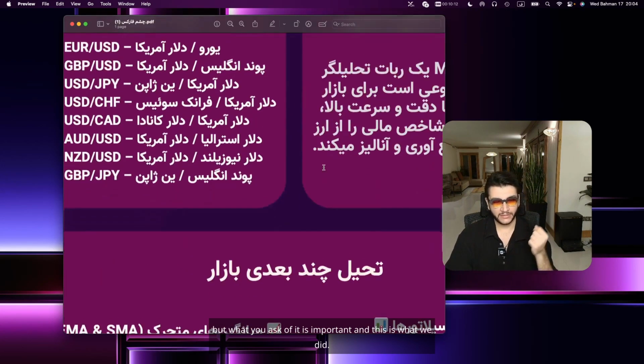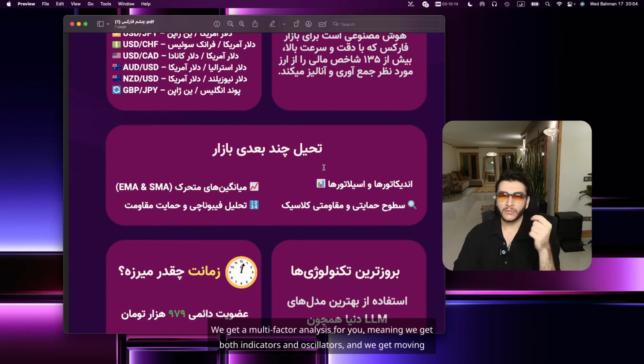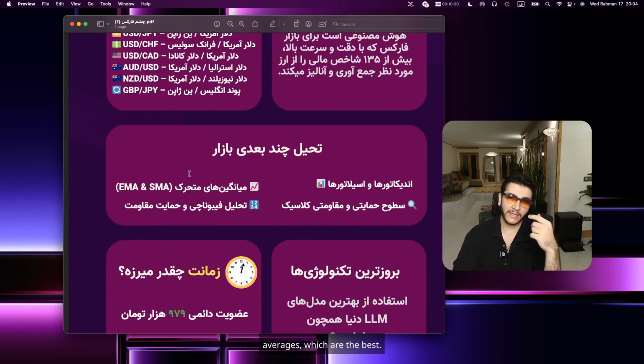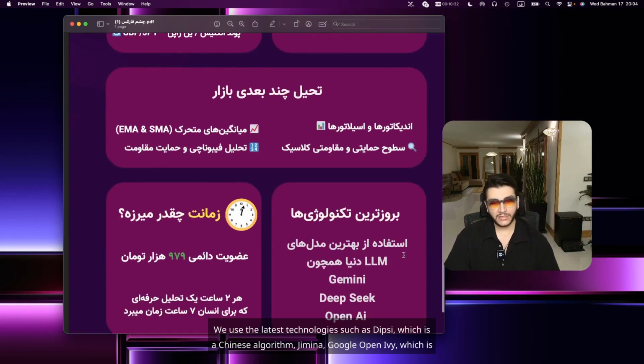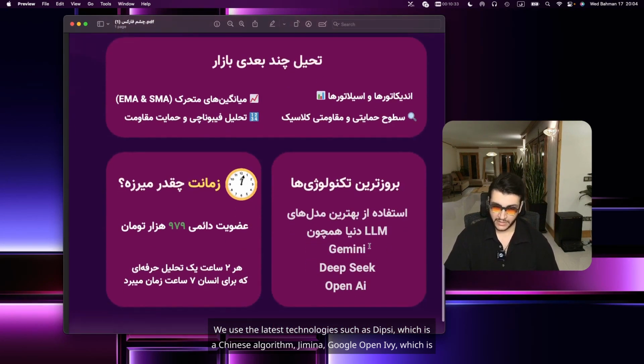We get a multi-factor analysis for you, meaning we get both indicators and oscillators, and we get moving averages. Which are the best? We have the classic analysis and the Fibonacci analysis and the levels that are based on Fibonacci. We use the latest technologies such as DeepSeek, which is a Chinese algorithm, Gemini, Google, and OpenAI, which is a ChatGPT artificial intelligence model.